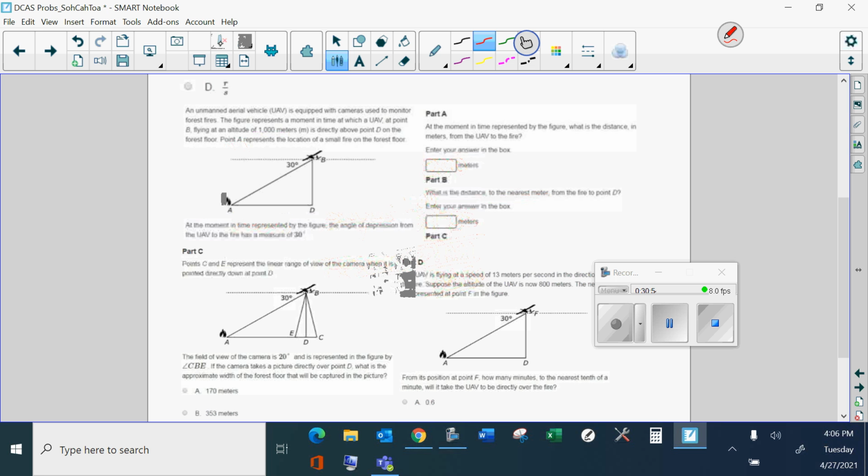Part C, we have this information there. The field of view of the camera is, so this is my altitude. Okay, the field of view of the camera is 20 degrees. It's represented in the figure by angle CBE. CBE, this right here, is 20 degrees.